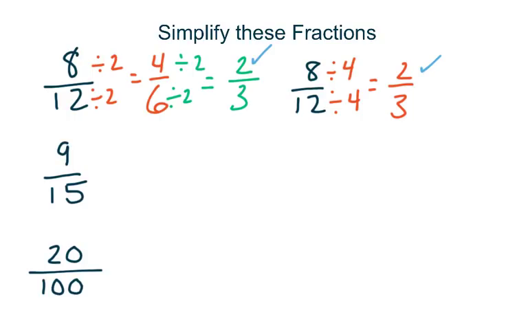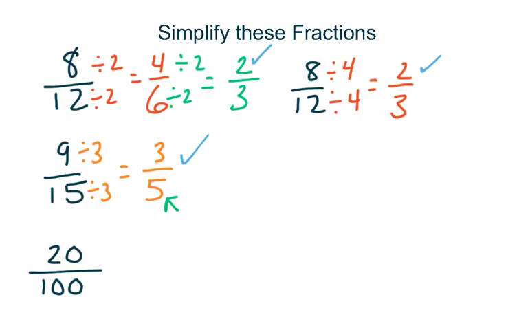9/15. 9 and 15 are not even. Neither of these are prime numbers. What they do have in common is the factor of 3. So I would divide by 3, and I get 3/5. Now notice with 3/5 that 5 is a prime number, which tells me that this fraction is in simplest form. I'm all done with that one.